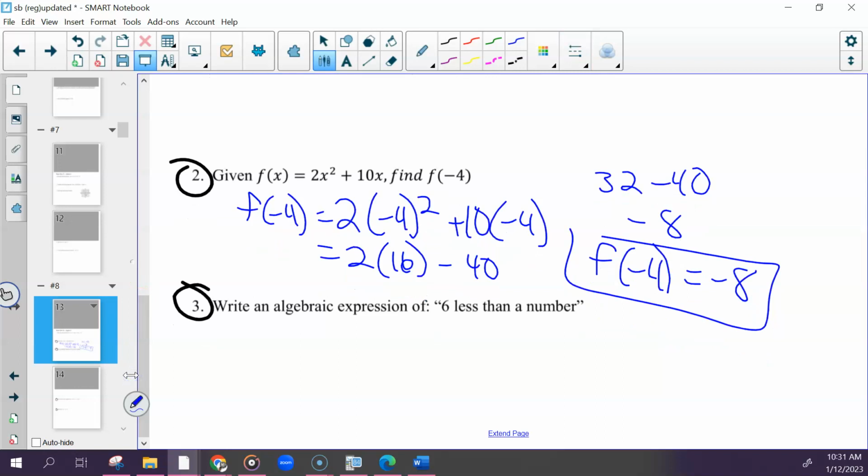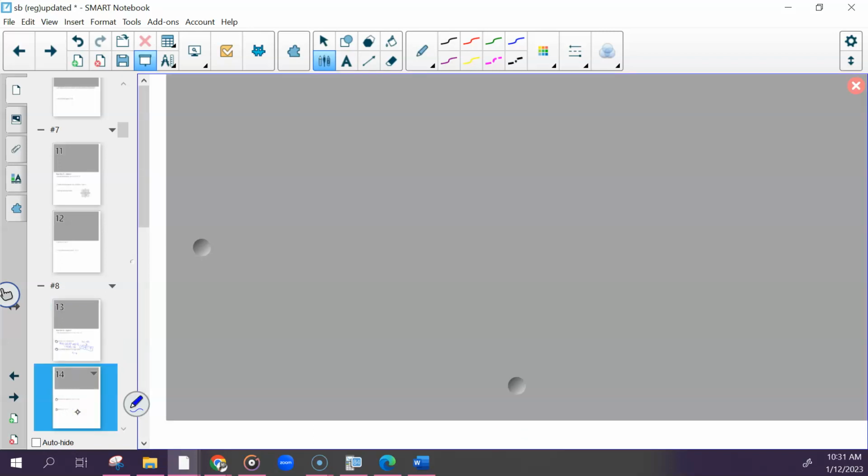Three is just taking these words and putting them into math. So 6 less than, here instead of the inequality, we're actually using the subtracting. But because of the word less than, whatever comes before it really goes at the back. So number is whatever variable you want it to be, minus 6. Then 4 on the back.